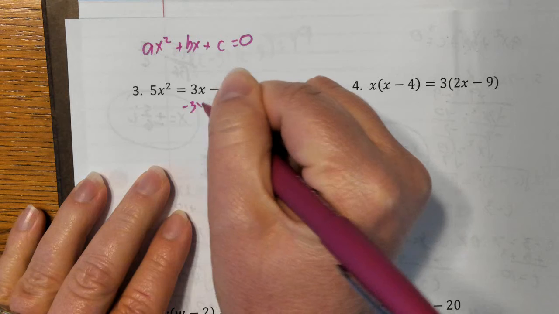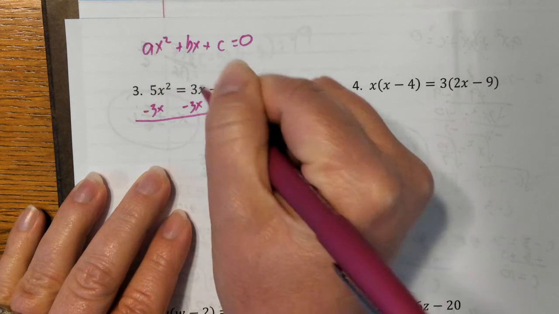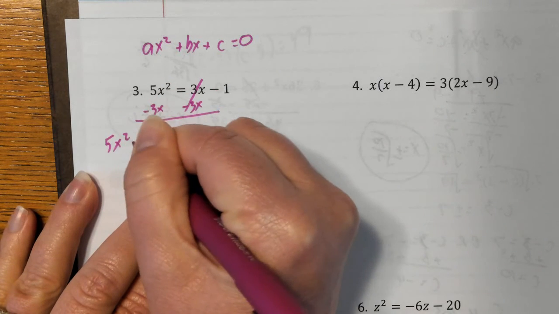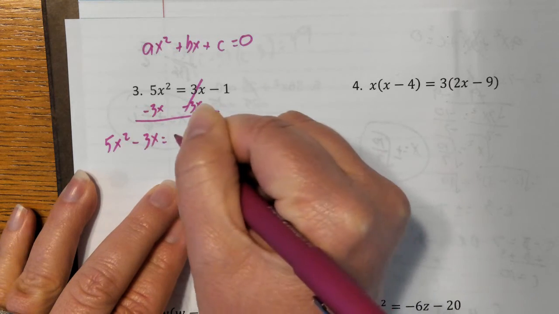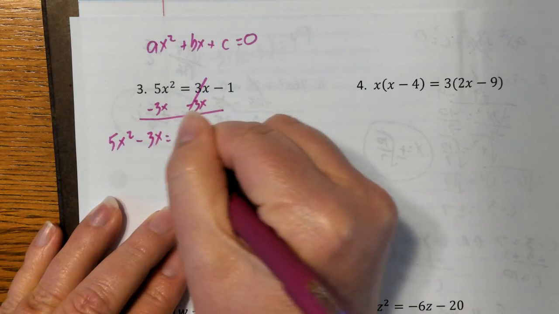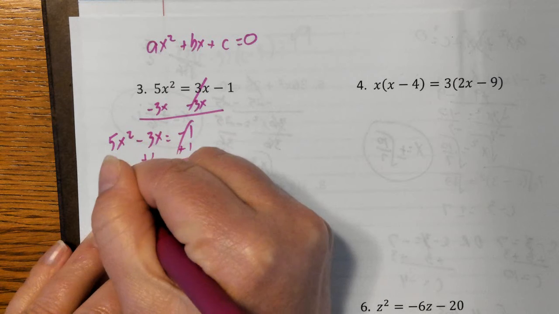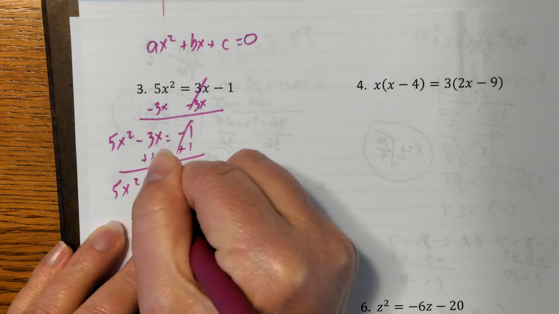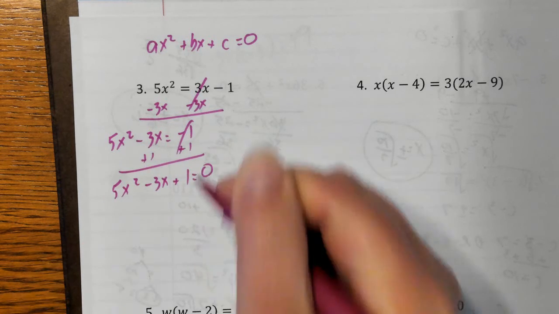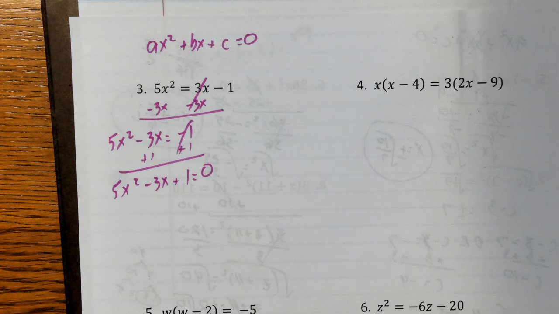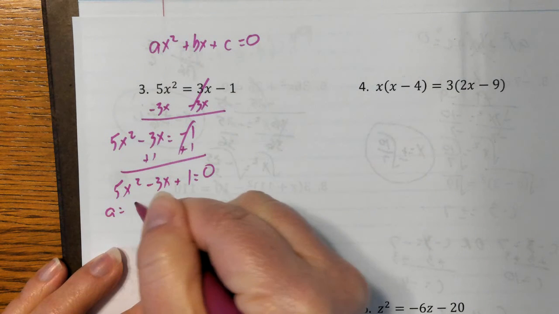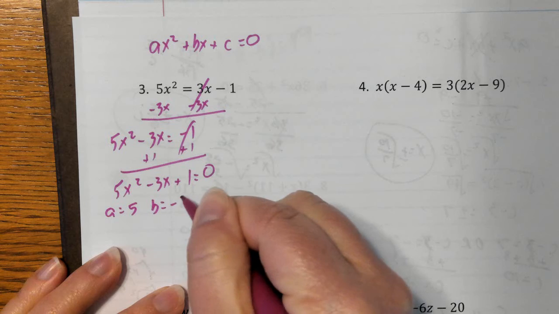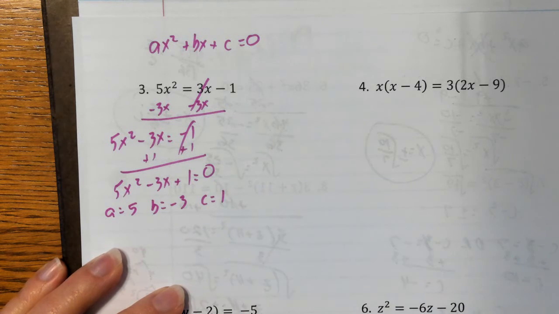So I'm going to minus 3x on both sides. So 5x squared minus 3x equals negative 1. I'm going to add a 1 to both sides. So 5x squared minus 3x plus 1 equals 0. Now it's set equal to 0. Our a value will be 5. Our b value is negative 3. Our c value is 1.